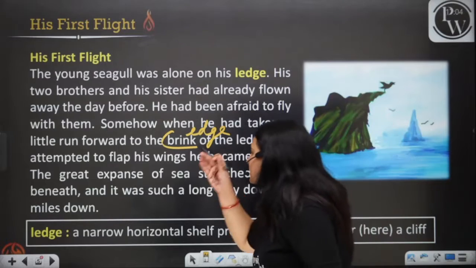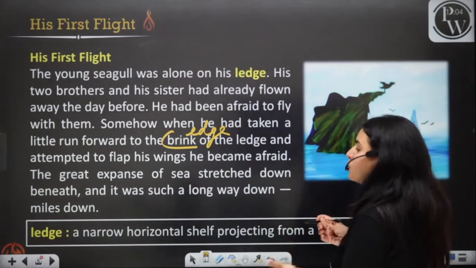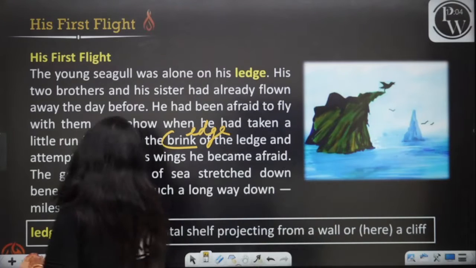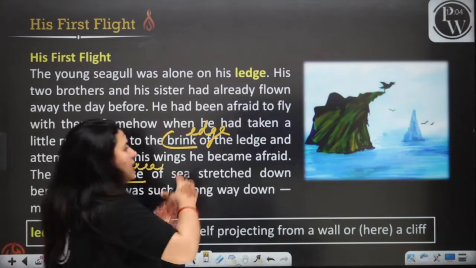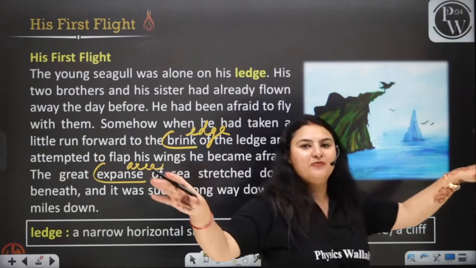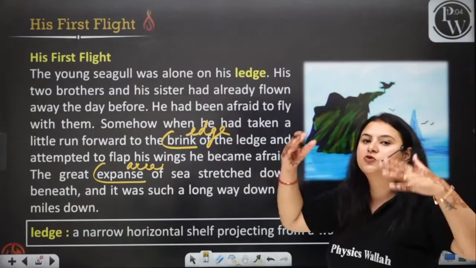The great expanse of sea stretched down beneath, and it was such a long way down, miles down. We can see that there was a great expanse of sea. It means the great area of sea. He could see the sea stretching, and the distance was also a lot.